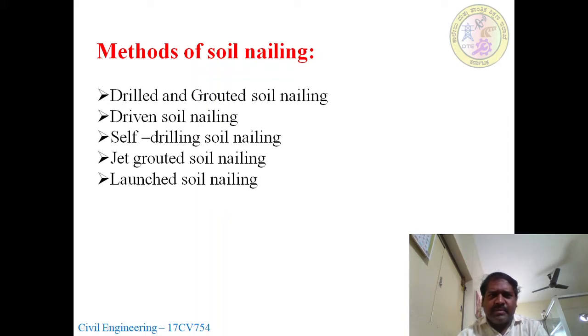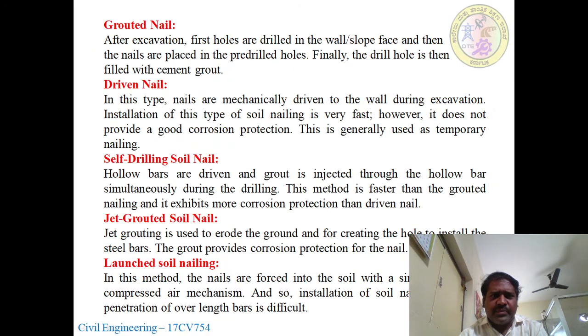So what are the methods and types of soil nailing? Here there are five important methods: drilled and grouted soil nailing, driven soil nailing, self-drilling soil nailing, jet grouted soil nailing, and launched soil nailing. First, the grouted nail. After the excavation, holes are first drilled in the wall or slope face, and then the nails are placed in the pre-drilled holes. Finally, the drilled hole is filled with cement grout.